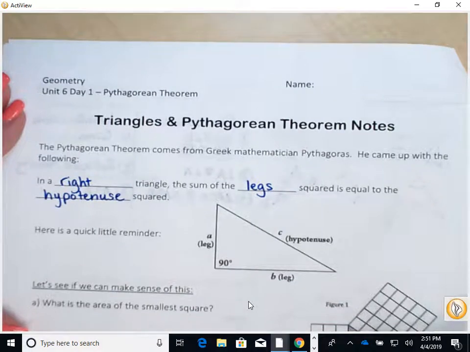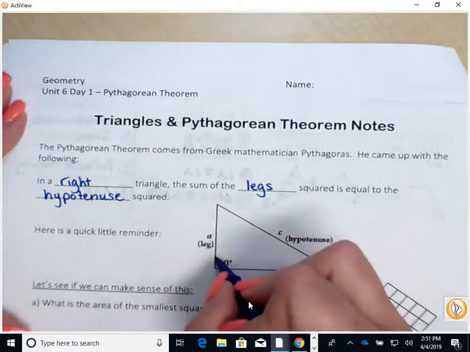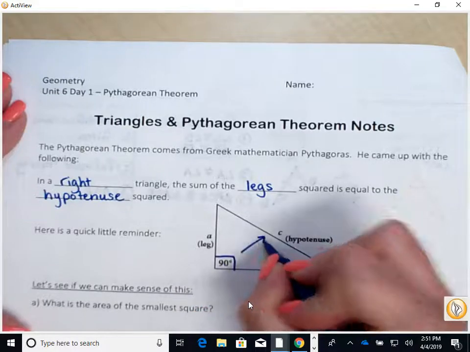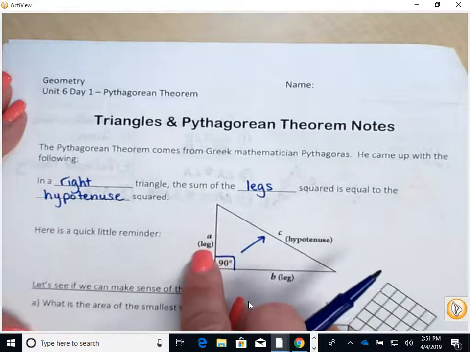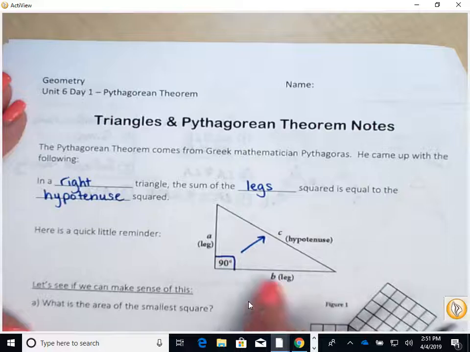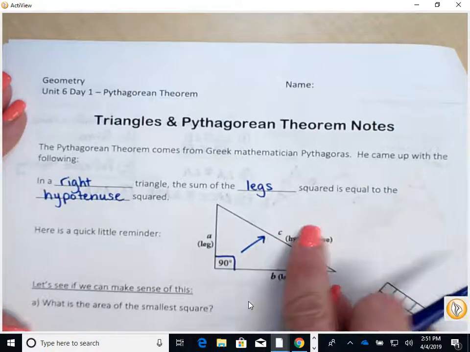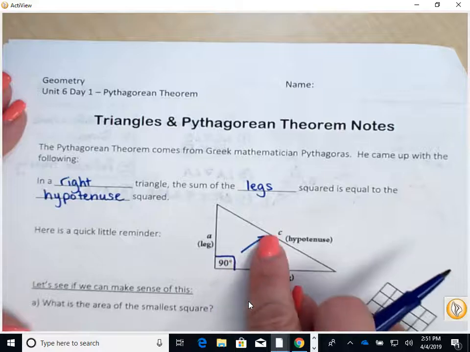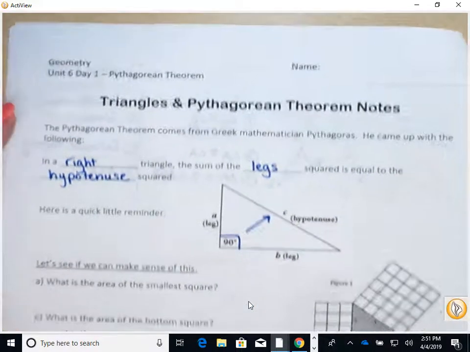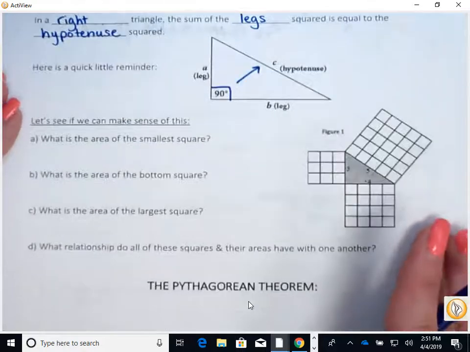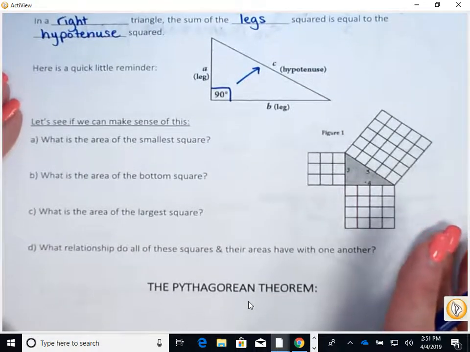Remember, your hypotenuse is always across from, or opposite, your 90-degree angle. So they're saying if I add up this leg squared and that leg squared, it'll equal that side squared. That's your hypotenuse, and it's always a good idea to draw your arrow and label which side is your hypotenuse and which ones are your legs. So let's make sense of where this theorem came from.